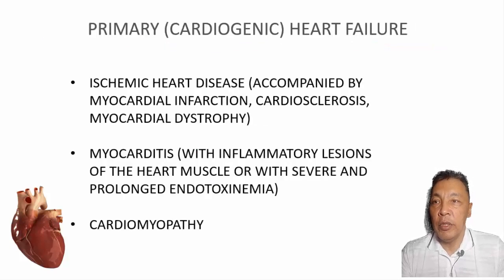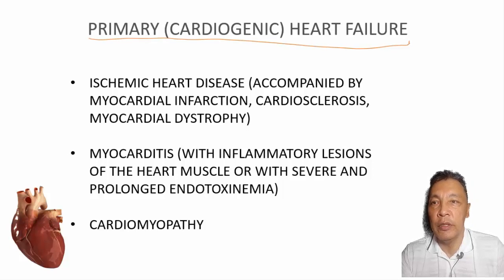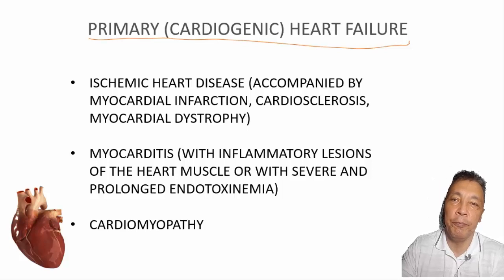Next, primary cardiogenic heart failure. It is formed as a result of a primary decrease in the contractile function of the heart with close to normal volume of venous blood flow. It occurs with ischemic heart disease, myocarditis, cardiomyopathy.